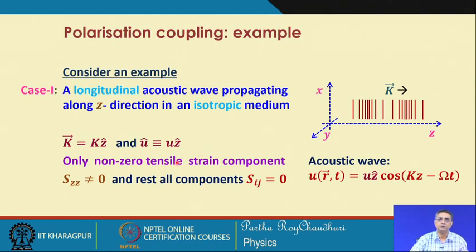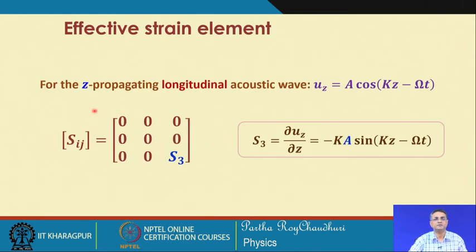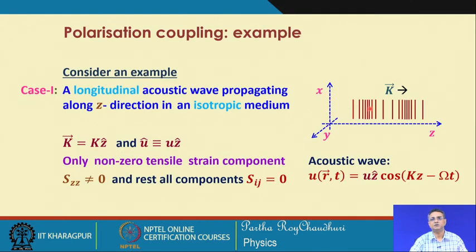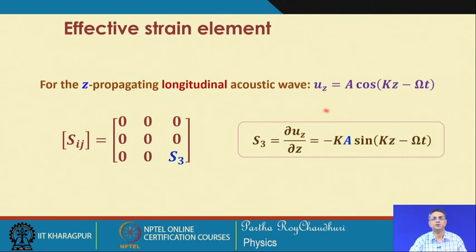So, the only non-zero tensile strain component in this case will be S z z, which is not equal to 0; all other components will be 0. So, we obtain the strain matrix, with which by now we are very familiar. It is only the S 3 component, S z z, that will be non-zero, and it is equal to del u z del z, because it is the variation of u z along the z direction that is the non-zero quantity. So, we get S 3 equal to this.